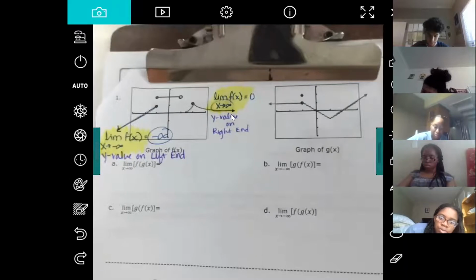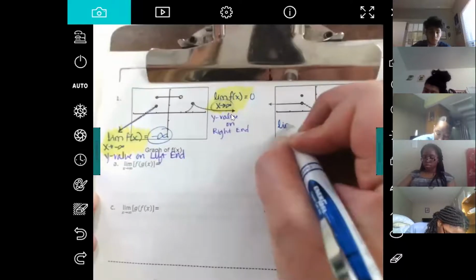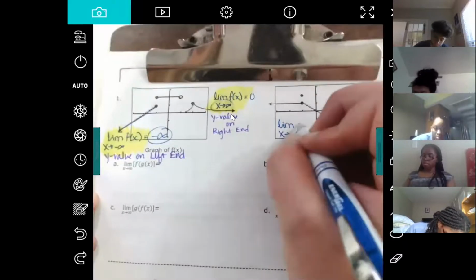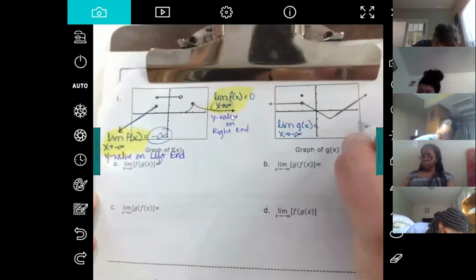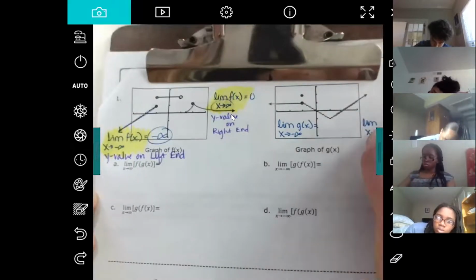Okay, so I'll give you a second. I want you to write the full notation for the graph of G. So we're going to have 2. We're going to have the limit as x approaches negative infinity of G of x, and then the limit as x approaches positive infinity of G of x.